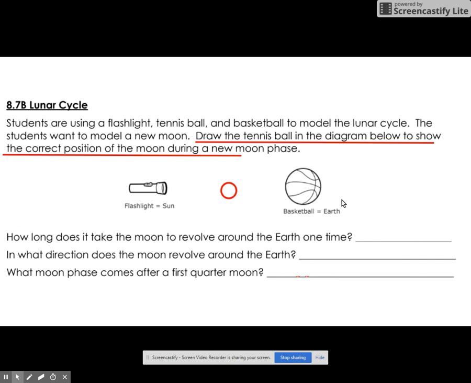How long does it take for the moon to revolve around the earth one time? About 1 month or 27.3 days. In which direction does the moon revolve around the earth? Normally we're used to clockwise, but our moon moves counterclockwise. What moon phase comes after a first quarter moon? Looking back at the moon phases that you've drawn on your paper, after the first quarter moon comes a waxing gibbous.